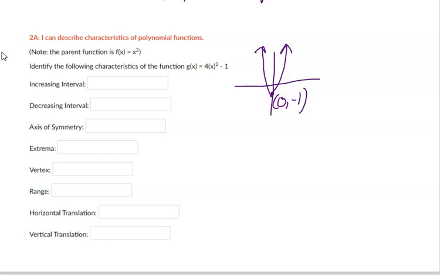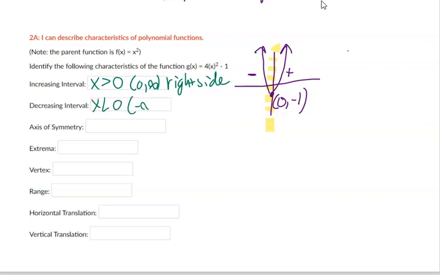The increasing interval would be on the right side in this case. The decreasing interval would be on the left side. So increasing would be x is greater than 0, so from 0 to infinity, the right side. And the decreasing interval would be x is less than 0, negative infinity to 0, left side.